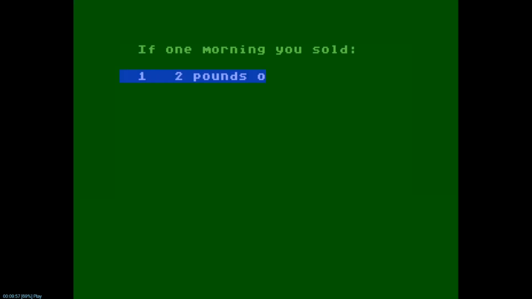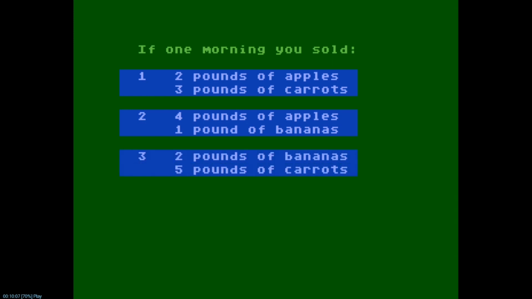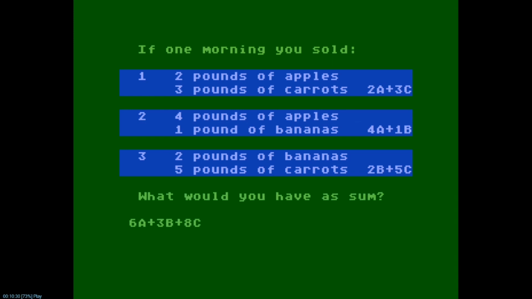If one morning you sold a customer 2 pounds of apples and 3 pounds of carrots, another customer 4 pounds of apples and 1 pound of bananas, and a third customer 2 pounds of bananas and 5 pounds of carrots, how much did you sell altogether? You could say 2A plus 3C for the first customer's apples and carrots, then 4A and 1B for the second customer, then 2B and 5C, and so on. Obviously, you could combine the same kinds of fruit and vegetables for your total sales that morning. If you didn't mix apples and bananas, what would you have as an algebraic sum?